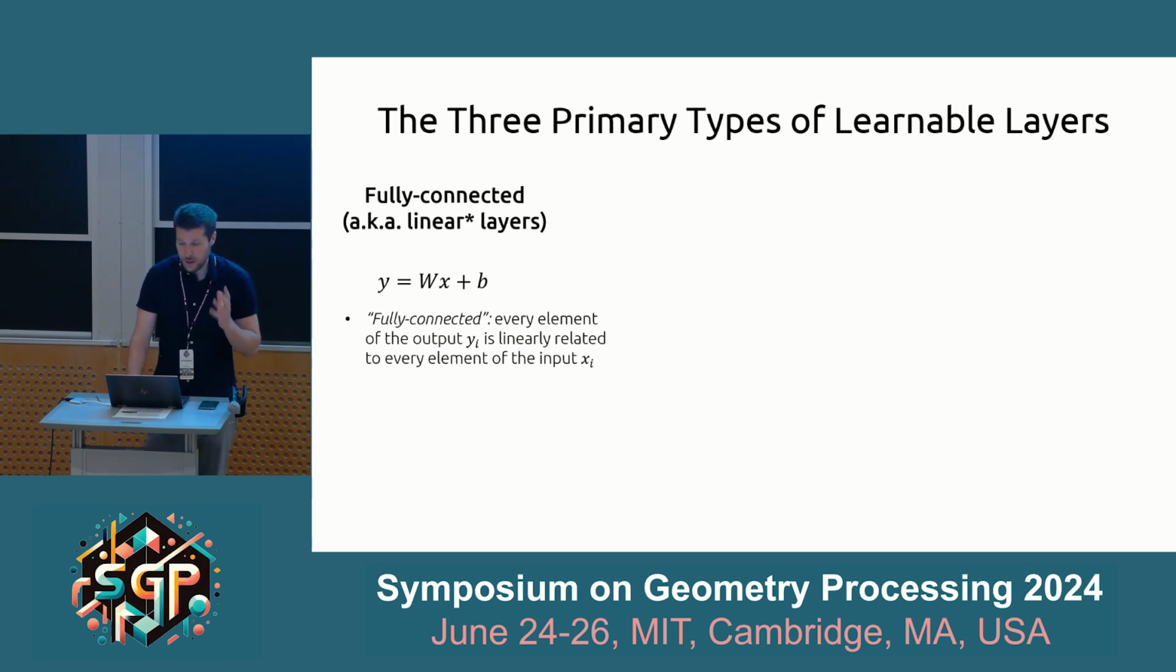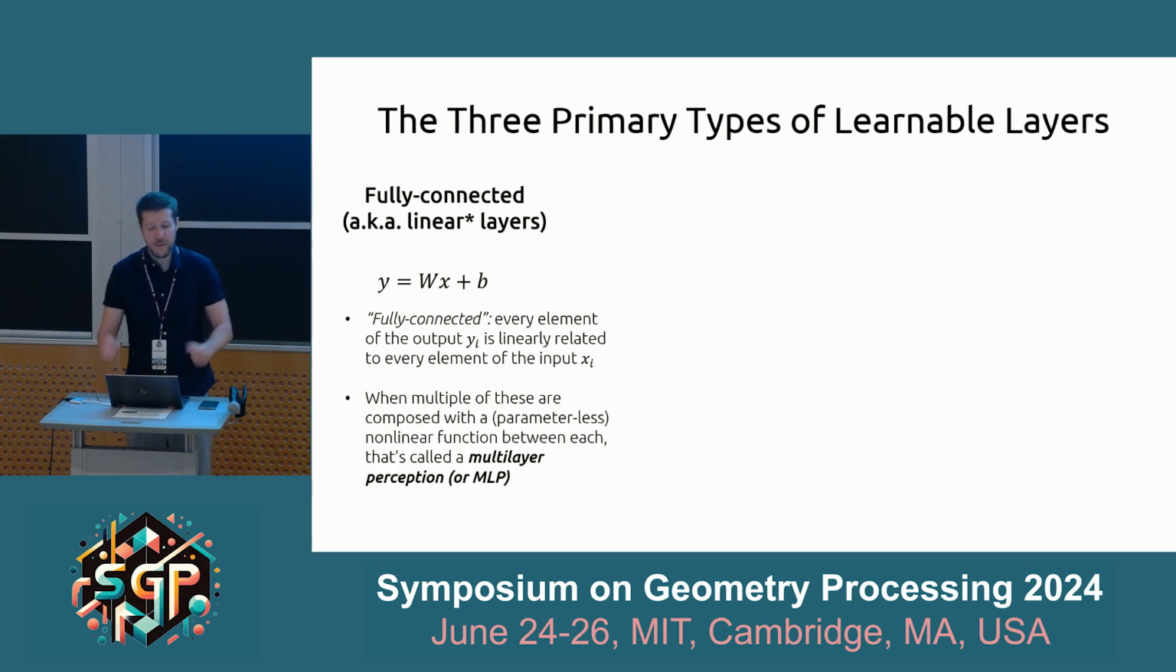Another term that you'll want to keep in mind is when you have multiple of these fully connected layers composed together in a chain, and in between each pair of them there is some parameterless nonlinear function. That has another name in the field. It's called a multi-layer perceptron, or an MLP. It's a weird mouthful. Where that comes from is a historical note. It's not super important for this context, but happy to talk about that later. You might have noticed that I have this little asterisk here next to linear. It's because I'm always a little bit miffed about this.